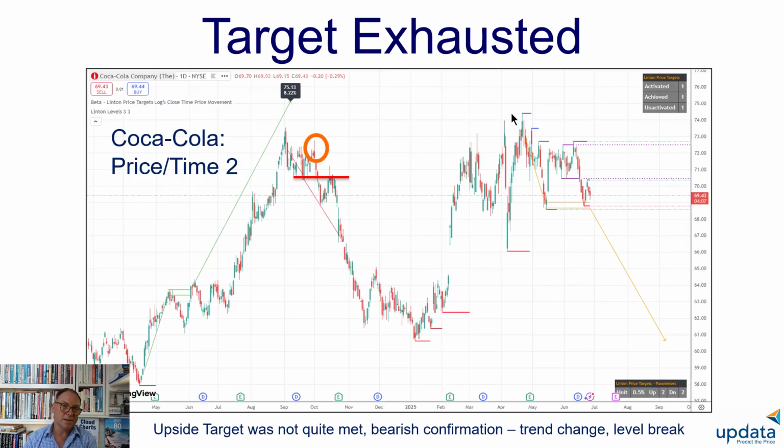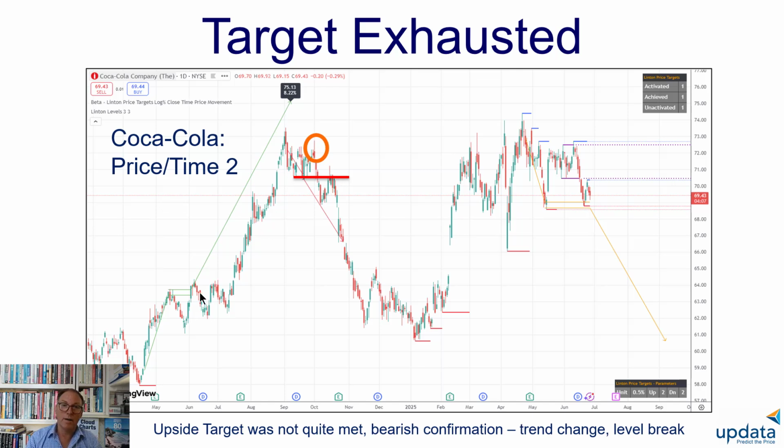So here's an example of an exhausted target. That was the target that was generated. Here we got new downside targets. We had a lower high and then a lower low. Once you see that pattern, the Dow theory, you would start to just say that target is looking like it now will not be met because of the trend change.